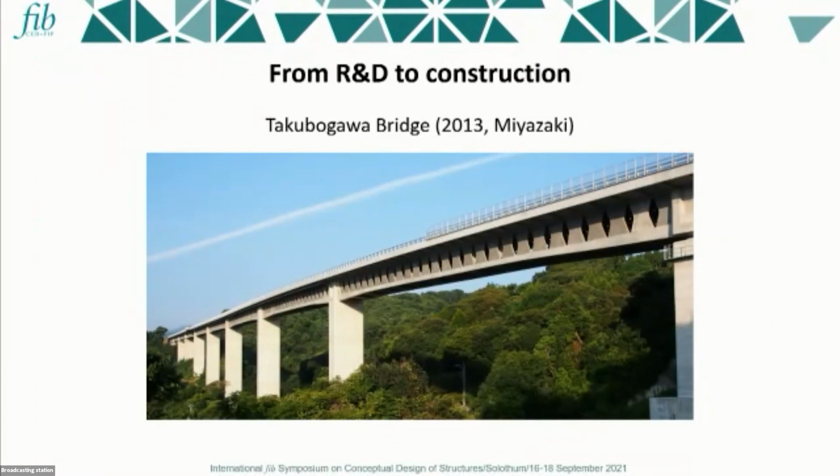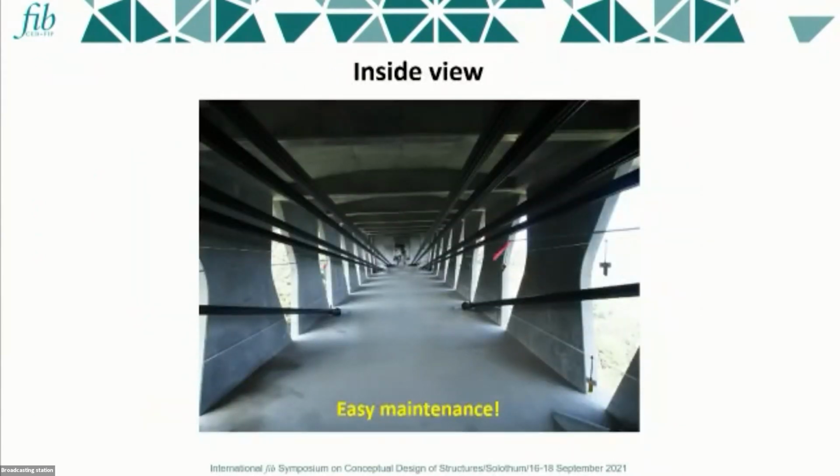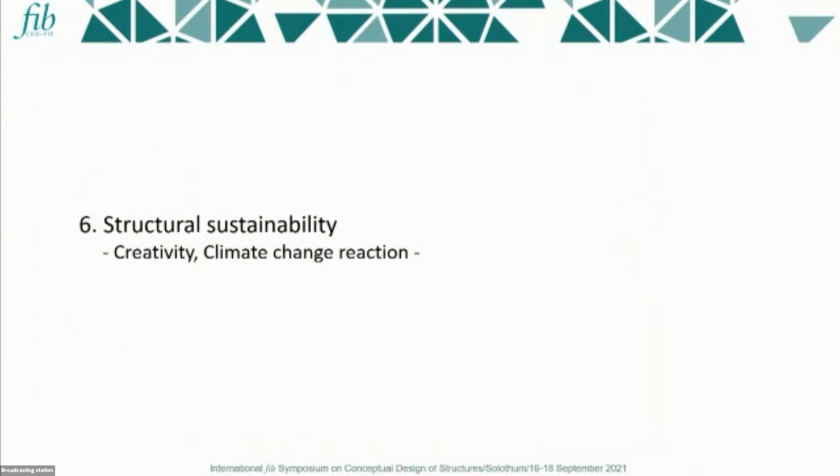So finally, we got an award, the FIB Outstanding Structure Award, 2018. Okay, so this is the inside view. The highway company's maintenance people were surprised because inside the box girder is very, very bright. They don't have to carry a flashlight when they check the concrete. So everybody is happy. Finally, structural sustainability.